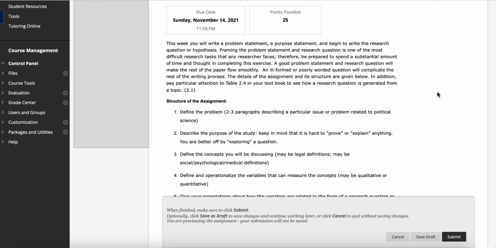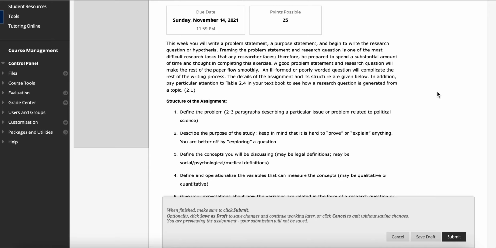2 to 3 paragraphs describing a particular issue or problem related to political science. Second, describe the purpose of the study. Keep in mind that it is hard to prove or explain anything. You are better off by exploring a question. The third, define the concepts that you will be discussing. Maybe a legal definition, maybe a social, psychological, medical definitions.